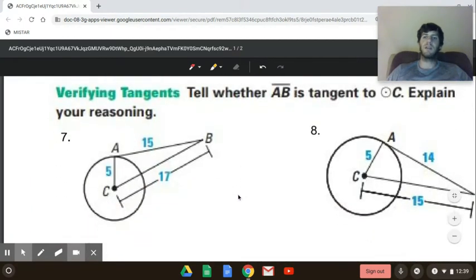Okay, 7 and 8, we want to determine whether or not AB is a tangent line. In order to determine if it's a tangent line, we need to determine if it is perpendicular to the radius. If it was perpendicular to the radius, this would be a right angle. To check that, we need to check if it's a right triangle. So our legs would be 5 and 15.